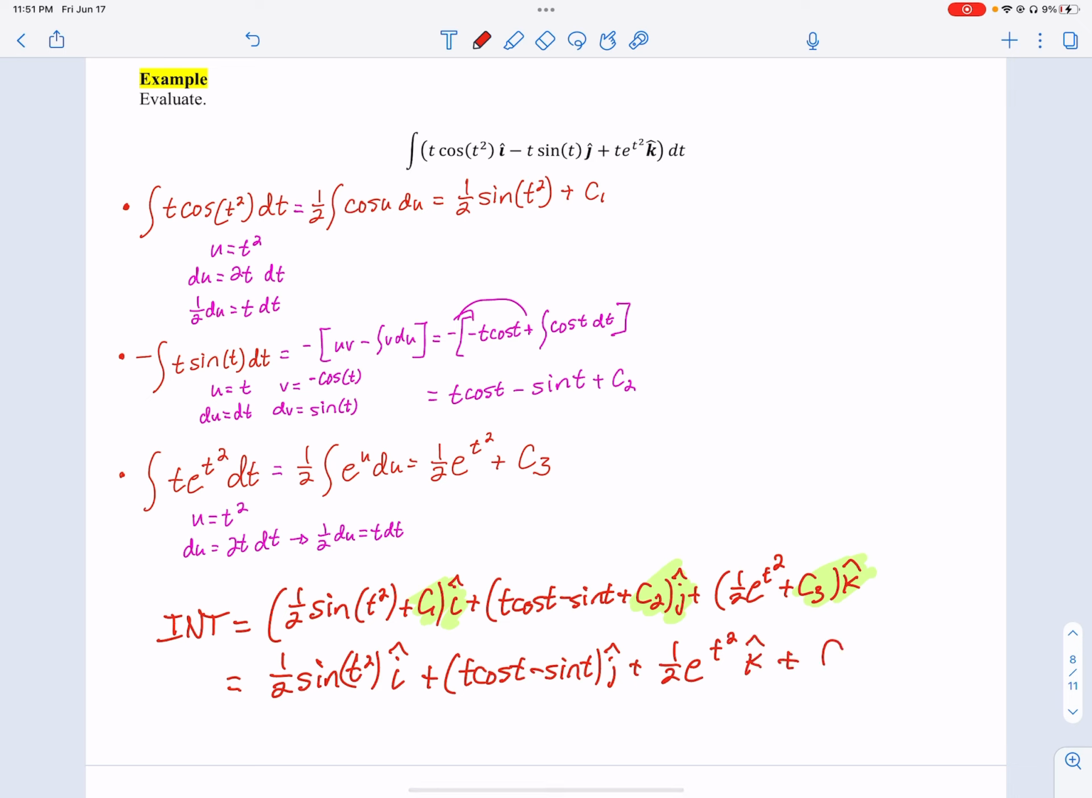And then we put plus c. If you want, you could put a vector there. I don't typically, I just put a plus c. It's just important to know that that's not a constant anymore. That's actually a vector. That vector being c1i plus c2j plus c3k.